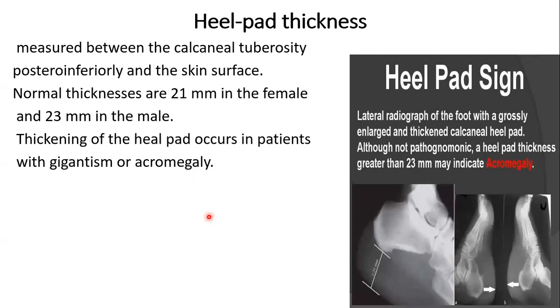Heel pad thickness is measured between the calcaneal tuberosity, posteroinferiorly, and the skin surface. Normal thickness is 21 mm in females and 23 mm in males. Thickening of the heel pad occurs in patients with gigantism or acromegaly. So here we have a lateral radiograph of the foot with a grossly enlarged and thickened calcaneal heel pad. Although not pathognomonic, a heel pad thickness greater than 23 mm may indicate acromegaly. This is the heel pad thickness.